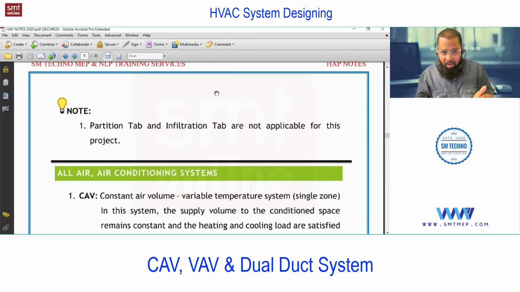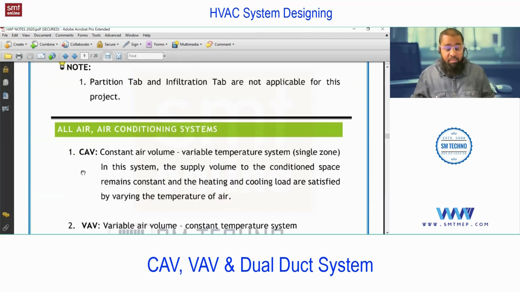But now, after getting the cool air from the AHU, how are you going to handle that air? For that, we have this all air conditioning system. It means in the background of all air conditioning system, the cooling effect is either with the DX system or with the chilled water system. It's not a separate system. Now, after getting the cool air from the AHU, how are we going to handle that air? For that, we have three options. First is a CAV. Second is a VAV, and third is a dual duct.